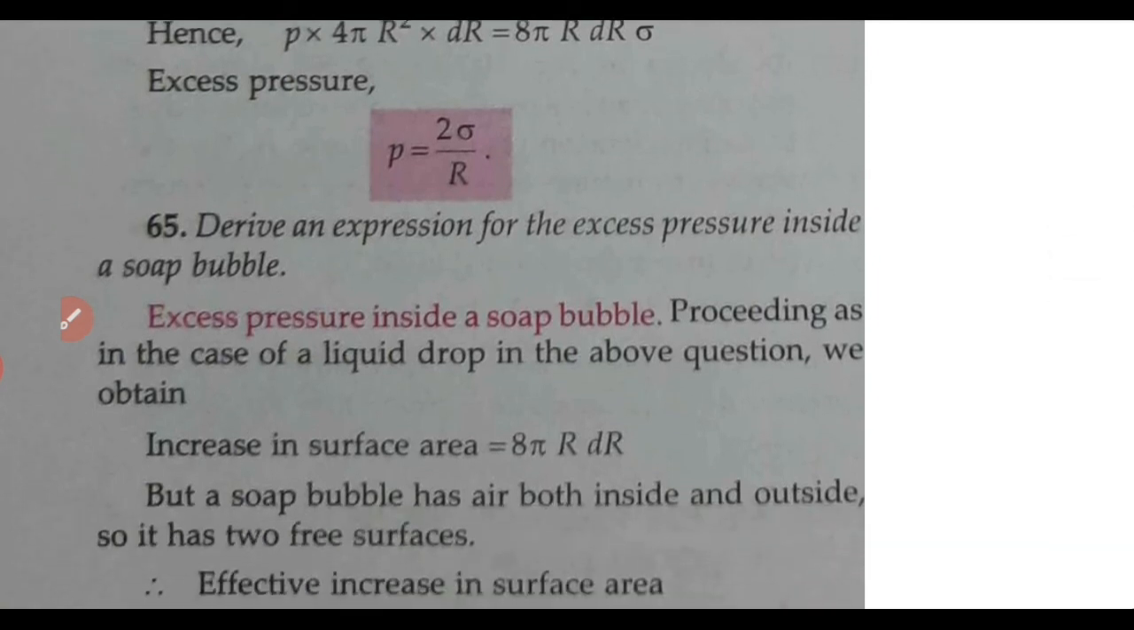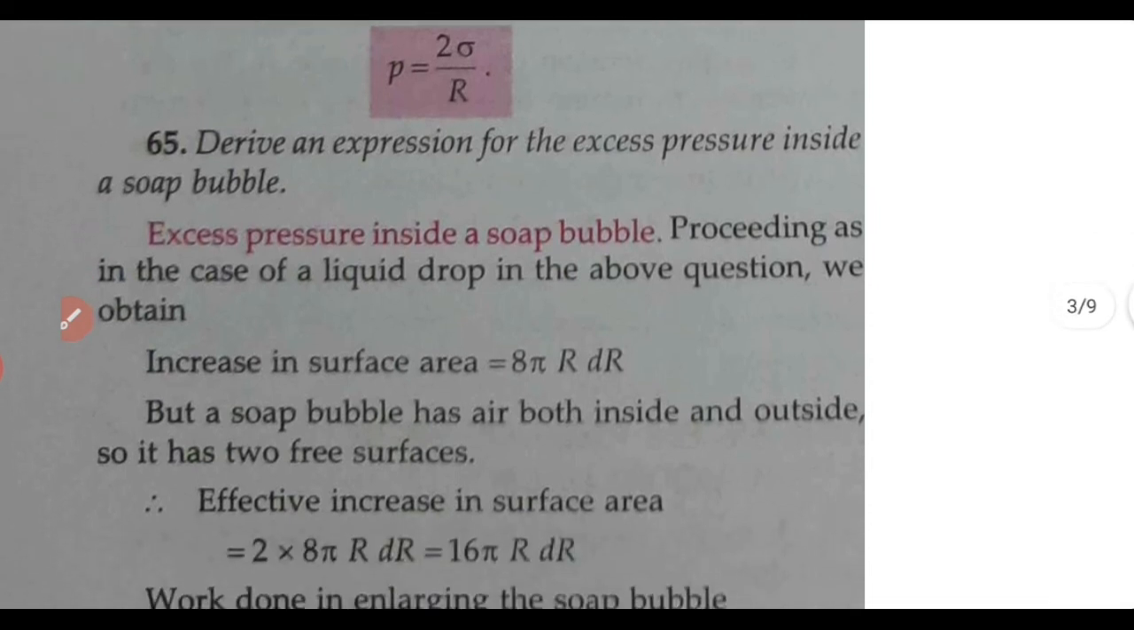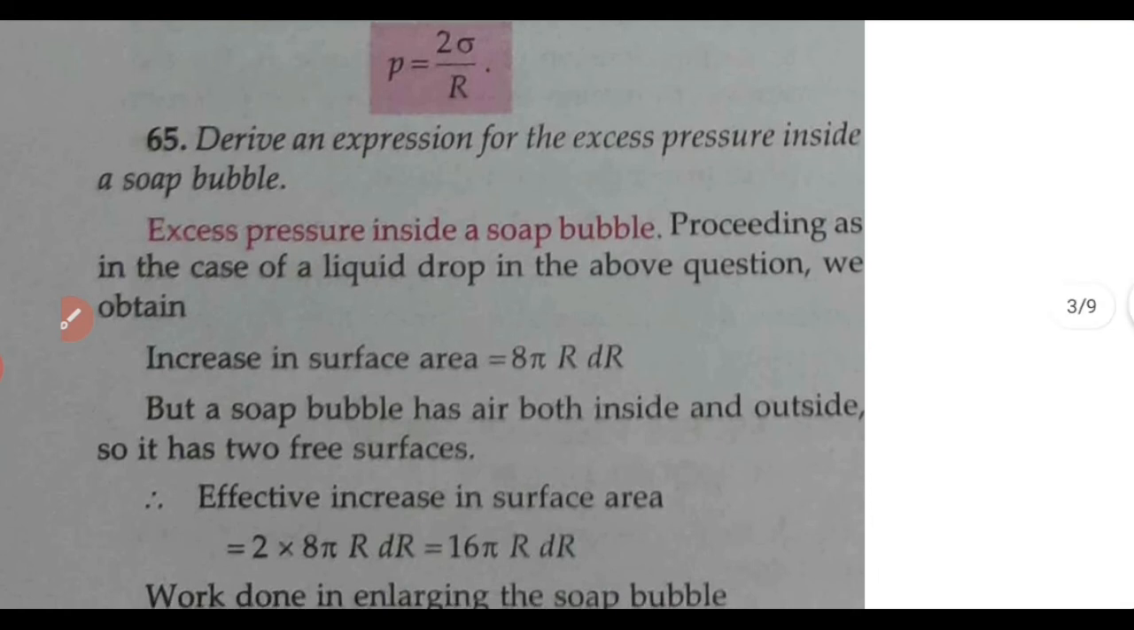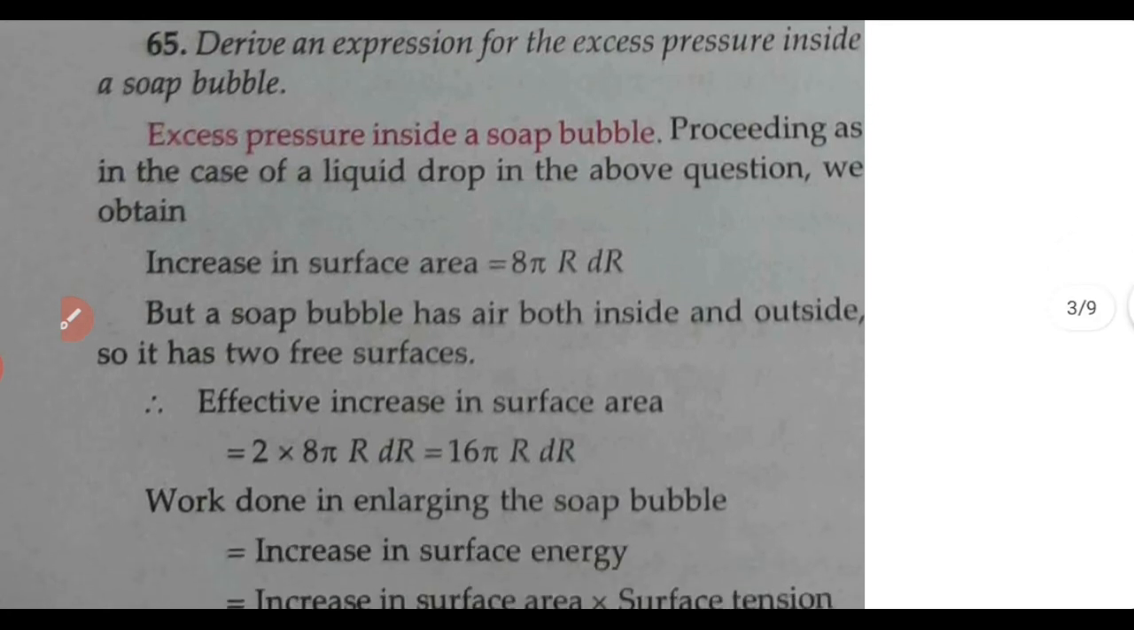So what is the difference between a liquid drop and a bubble? The similarity is that both are spherical in shape. But a liquid drop has only one interface between air and liquid. But in the case of a bubble, there are two interfaces between the liquid and air, one outside and one inside. So there are two surfaces for the liquid or soap bubble. So we can proceed in the same way as we did earlier. So we have increase in surface area as 8 pi r dr.